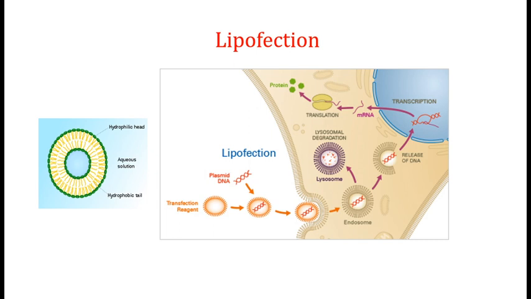One of the important chemical methods used for the delivery of the gene of interest into the target cell is known as lipofection. In lipofection, you use liposomes. This is the structure of a liposome. Liposome means a lipid body, you can say.